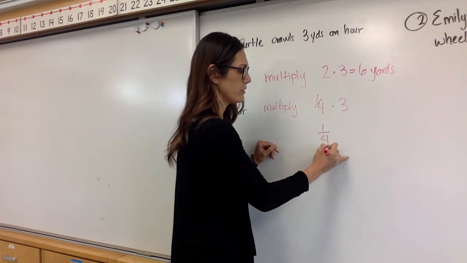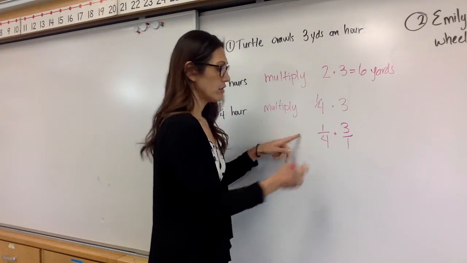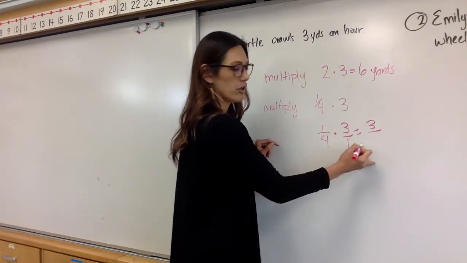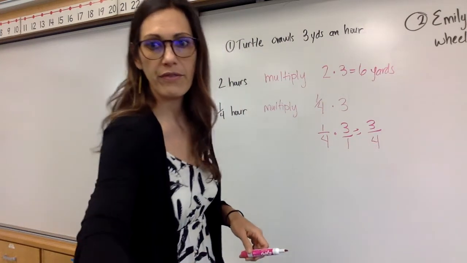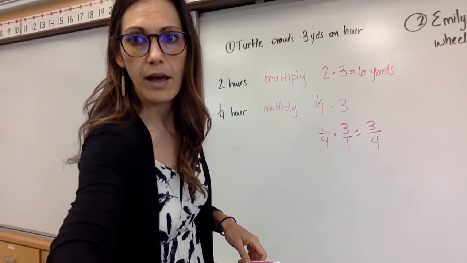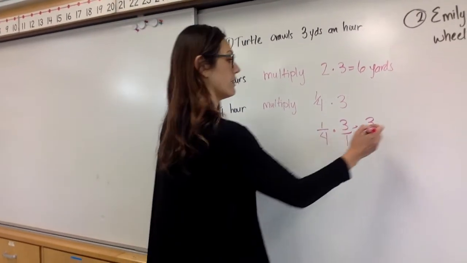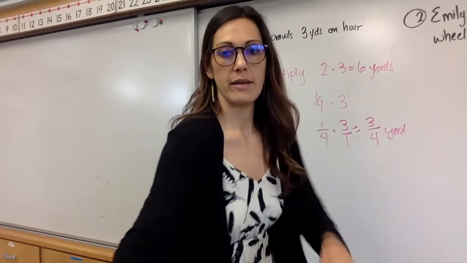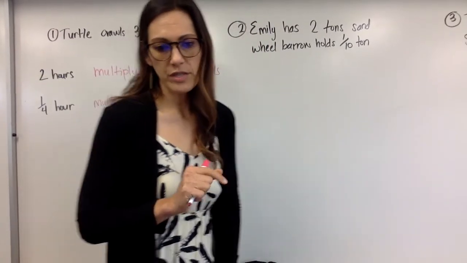So the first thing I'm going to do is put a 1 over there so I can multiply straight across. Do my numerators, that's 3, multiply my denominators, and that's 4. So he would travel 3/4 of a yard in an hour.